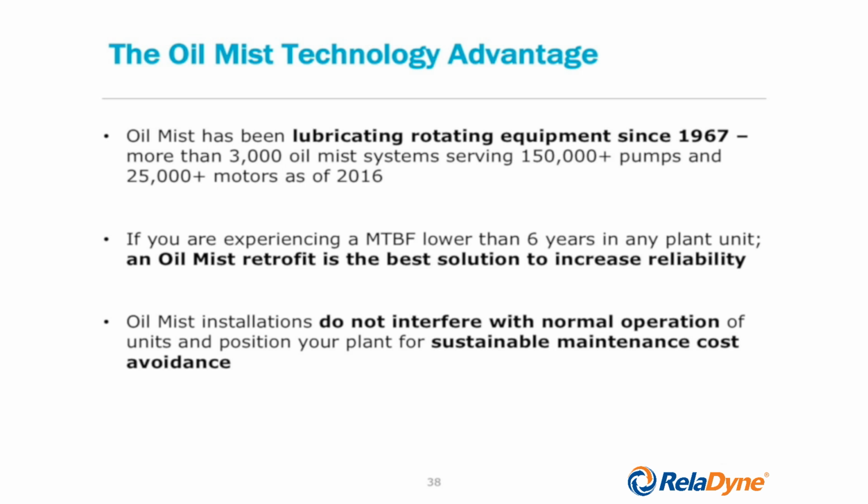If you are experiencing a mean time between failures of lower than 6 years in any plant unit, then an oil mist retrofit is without question the best solution to increase your overall reliability and also the profitability of a plant. Finally, we want to say again that oil mist installations do not interfere with the normal operation of a unit. And you position your plant or yourselves as plant operators for sustainable maintenance cost avoidance if you go with oil mist lubrication. Look at the statistics that are available and which clearly demonstrate that.